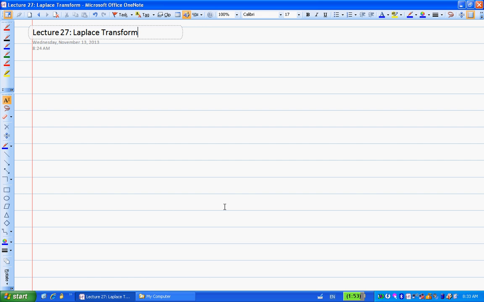So now we're going to have a transform. Instead of, let's say, a time variable, we're going to transform that into a different domain. That kind of transform is called Laplace transform. So first of all, the definition.